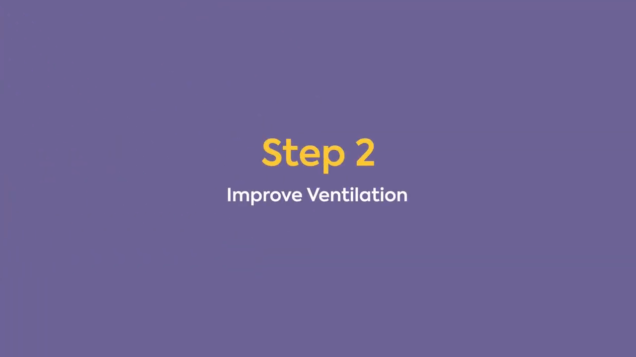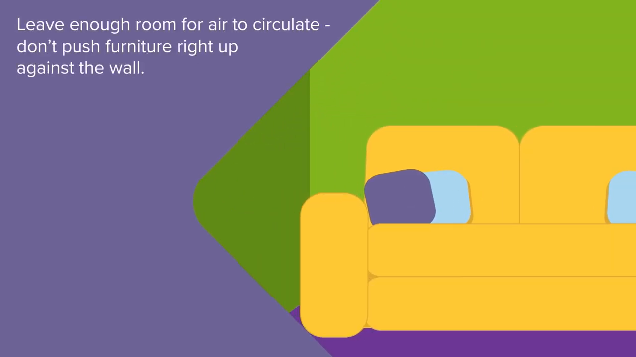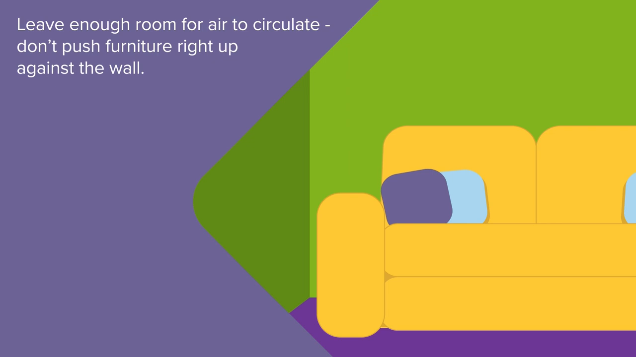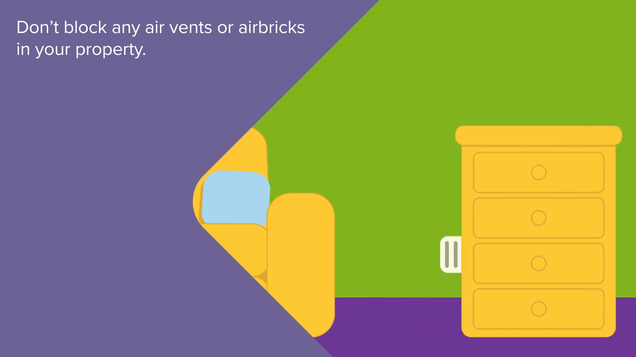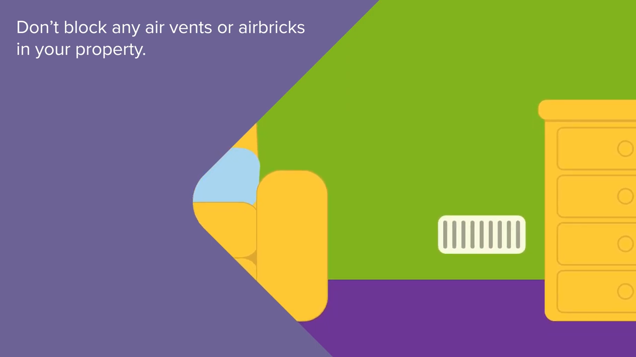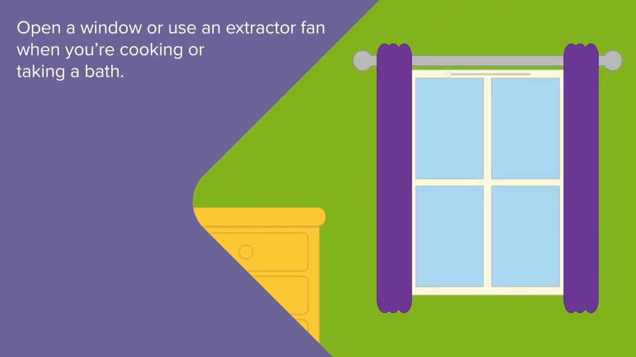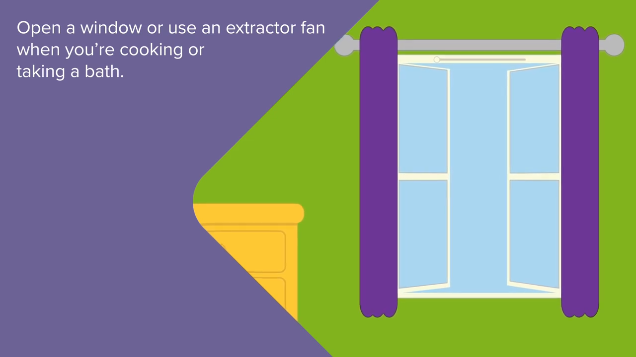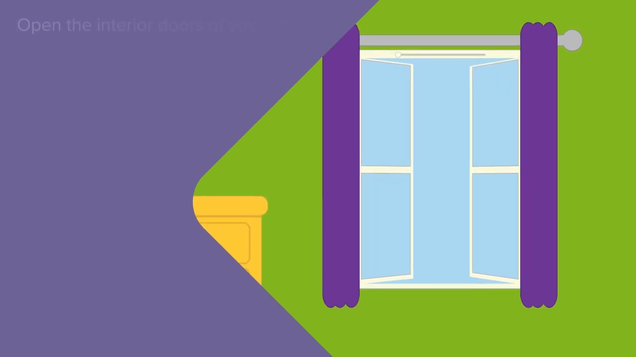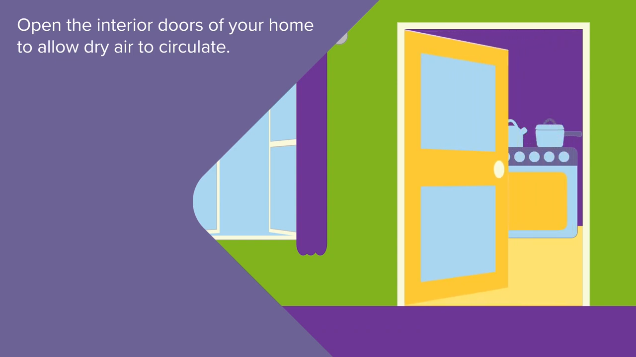Step 2. Improve ventilation. Leave enough room for air to circulate. Don't push furniture right up against the wall. Don't block any air vents or air bricks in your property. Open a window or use an extractor fan when you're cooking or taking a bath. Open the interior doors of your home to allow dry air to circulate.